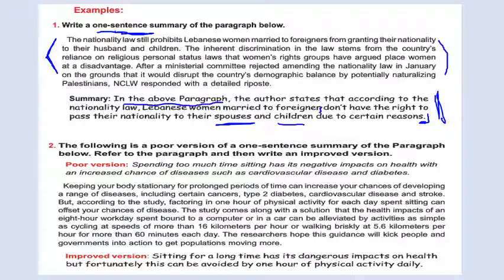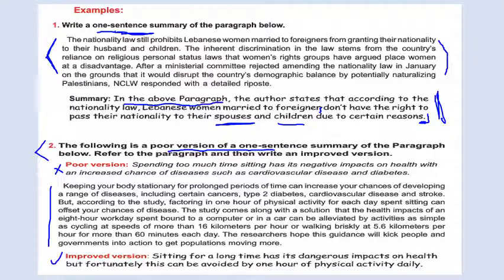Now, another way you will be asked: the following is a poor version of a one-sentence summary of the paragraph below. This is the paragraph. This is a bad summary. I want you to give me a good one, an improved version. How would you do it? You do it this way. You read very well. How exercise is very important, how sitting for a long time affects your health. I took the main idea and it was the improved version.